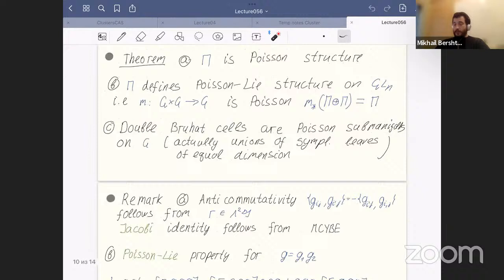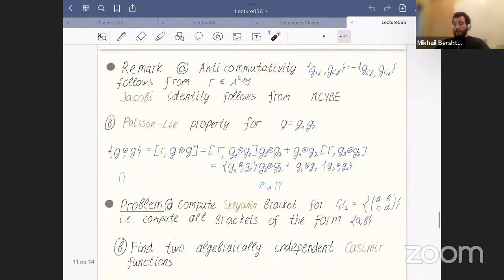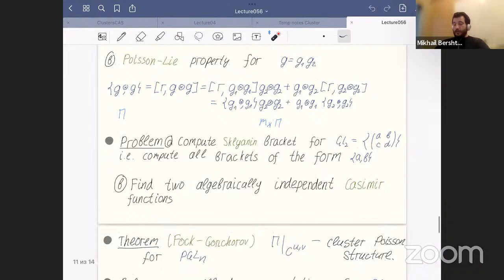Okay, so the property that this is a Poisson structure. Moreover, this gives a Poisson-Lie group structure, and double RSL are Poisson manifolds. Let me comment on the Poisson-Lie property. What does it mean? It means the following.